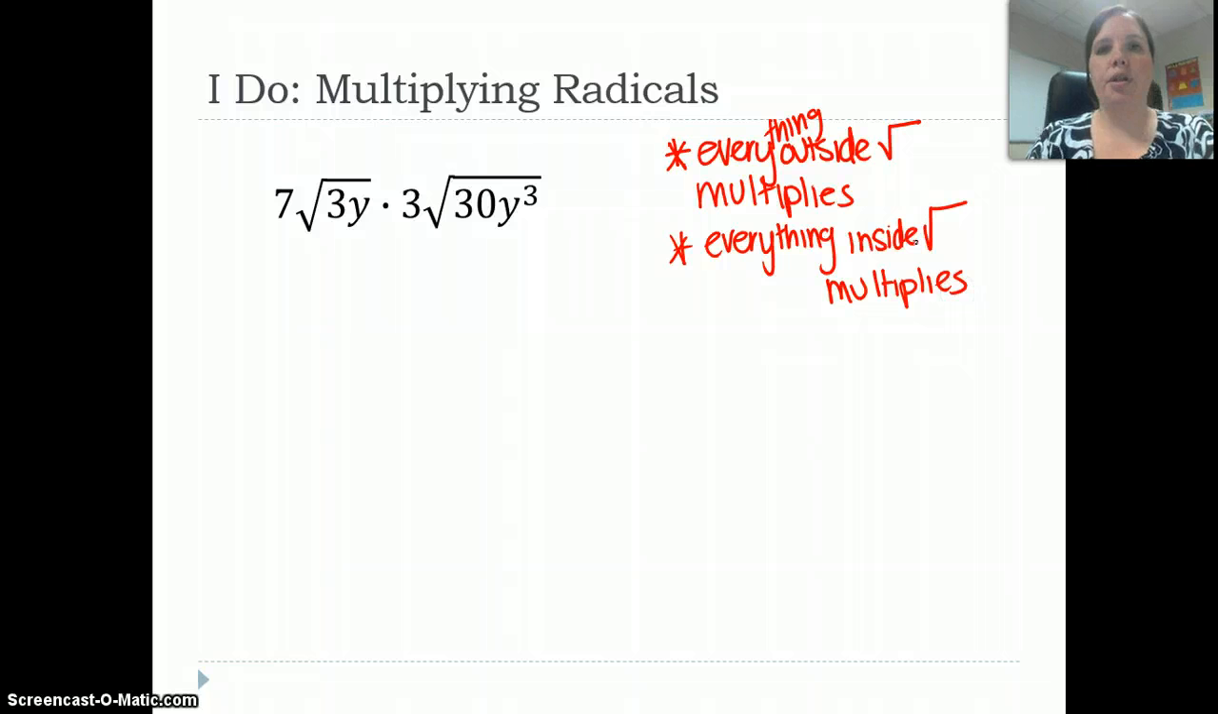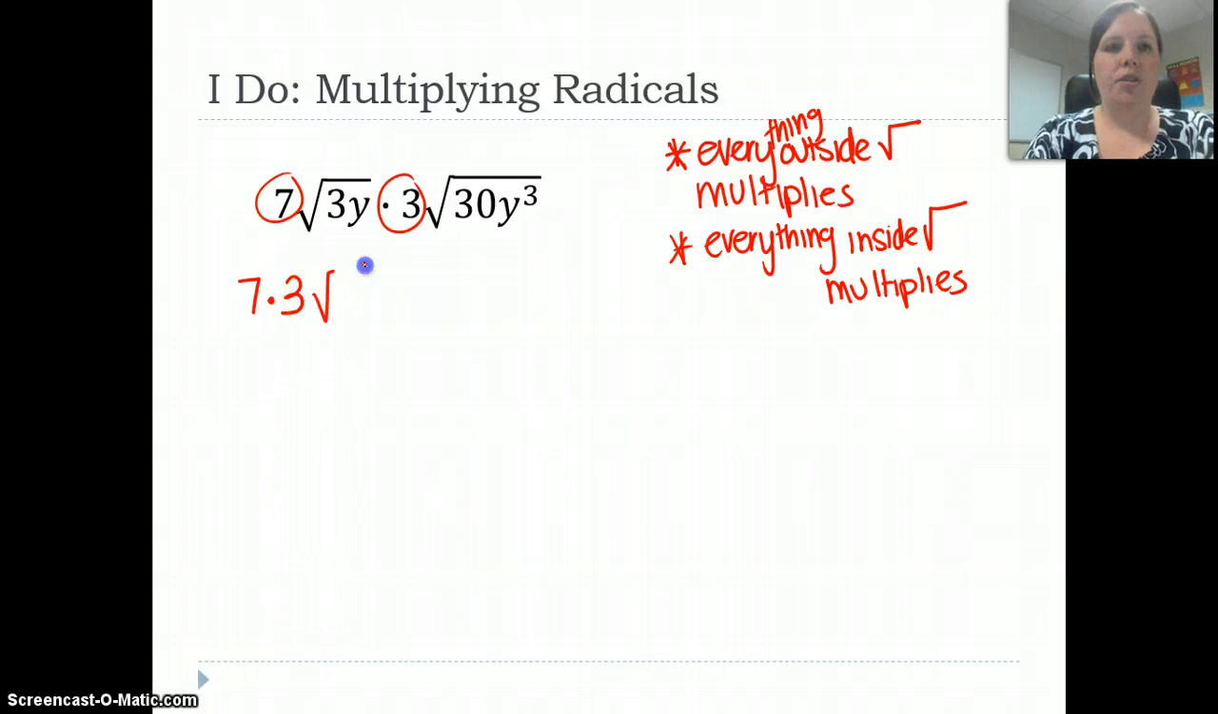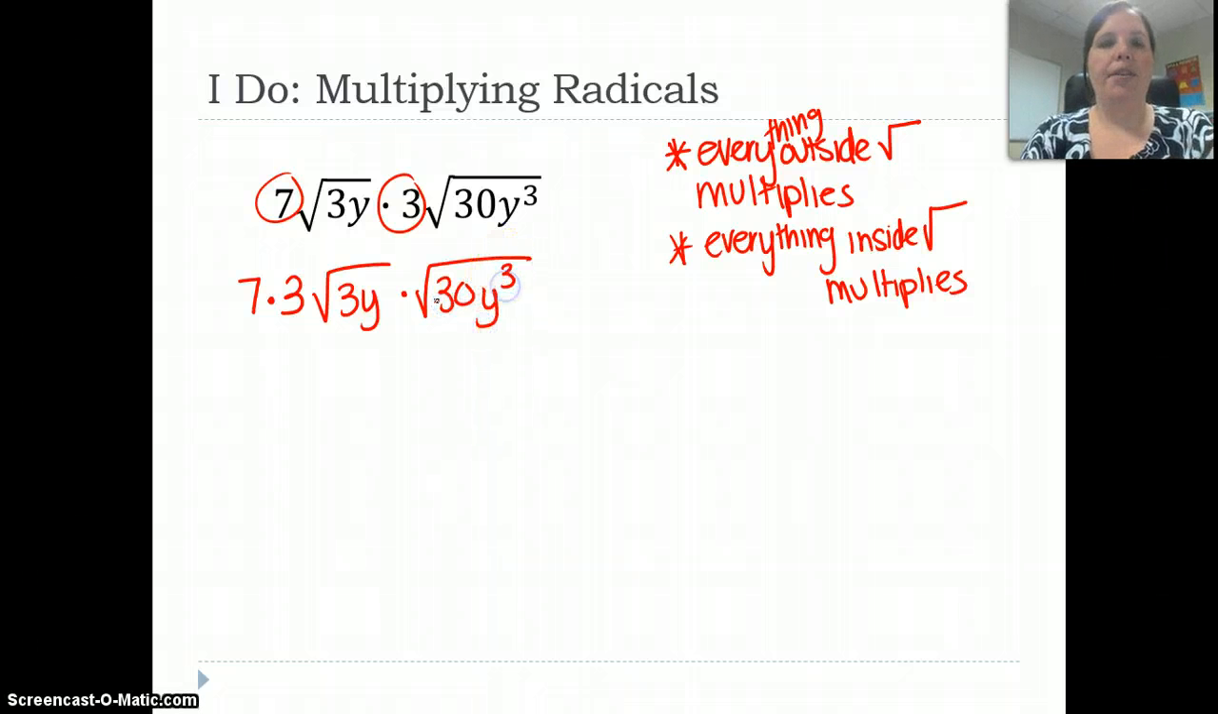We're going to use a little bit of the commutative property here and rearrange things. So 7 and 3 being on the outside, I'm going to rearrange those to be in front of the radical. And then I have square root of 3y times square root of 30y cubed. Looking at the property, I have two roots. The only thing is their index has to match, so they both have to be the same kind of roots. We have two square roots here.